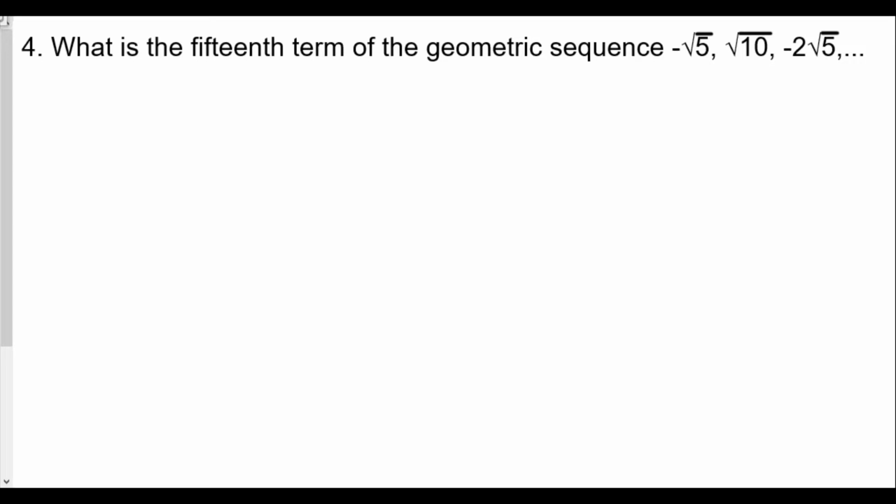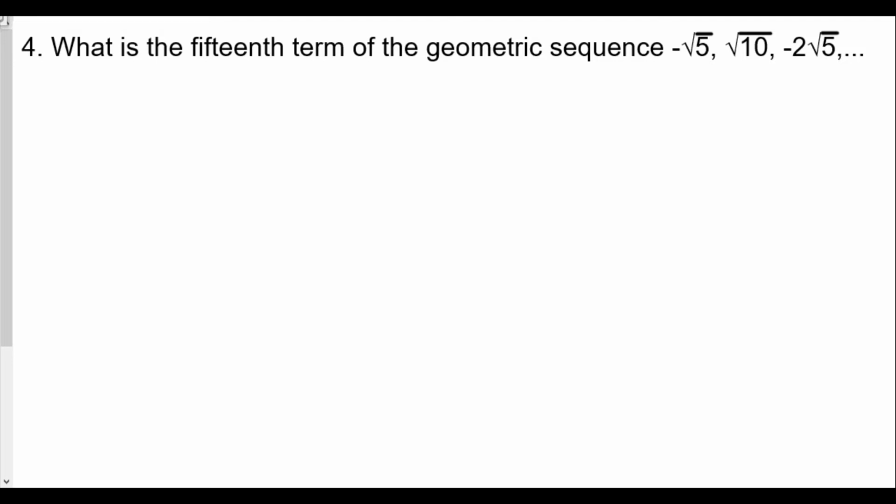Welcome. This is our video for sequence quiz number 1, our review, question number 4. Please make sure you catch videos 1, 2, and 3. This one concerns geometric sequences. Number 4 says, what is the 15th term of the geometric sequence negative square root of 5, square root of 10, negative 2 square root of 5?